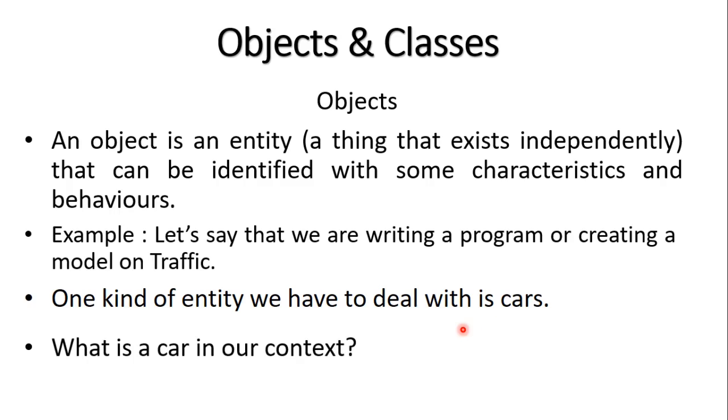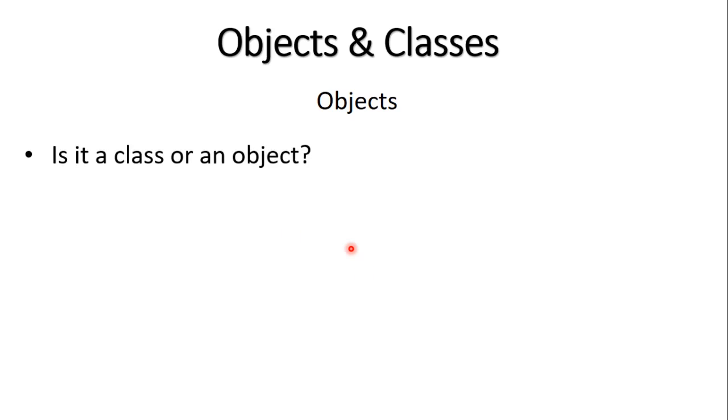And the question might come, what is a car in our context? Now, what is car in the model of traffic that we will be writing in this program? Is car a class or an object? We'll be learning about class also. First, let us understand these two are very important: objects and class in Java programming or BlueJ programming. So, is car a class or an object?